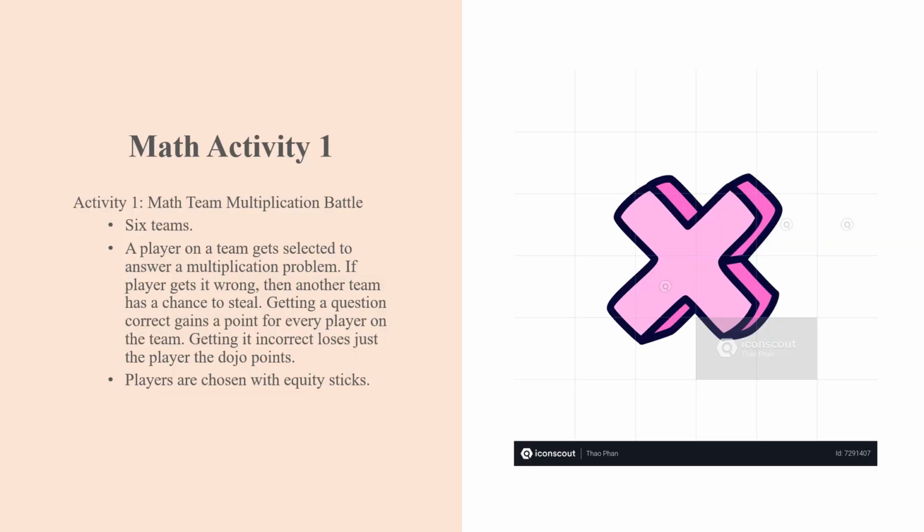Moving into my first math activity, it is called Math Team Multiplication Battle. This is an activity where my students are split into six teams based on the table they're sitting at. A player on a team gets selected to answer a multiplication problem. If a player gets it wrong, then another team has a chance to steal. Getting a question correct gains a point for every player on the team. Getting a question incorrect loses just the player the dojo points.